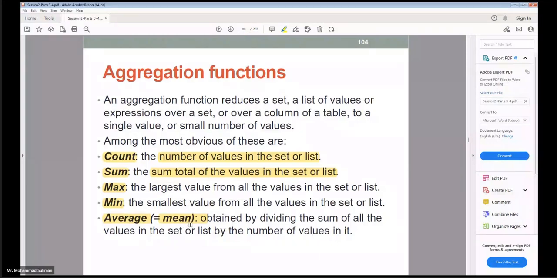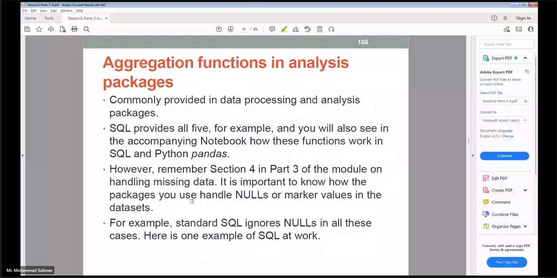These are the aggregation functions, commonly provided in data processing and analysis packages. These aggregate functions you can commonly find. SQL also provides these aggregation functions. Python pandas provides these aggregation functions. So if you're using SQL, you can also use these aggregation functions.